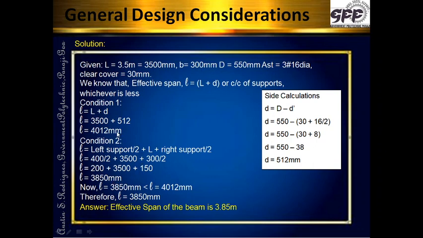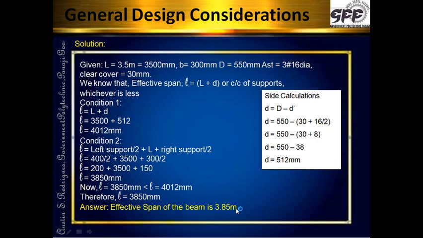So now we are left with two values. One value from the first condition is 4012 mm. From the second condition, the effective span is 3850 mm. We need to compare these two. Which is smaller? We find that 3850 is smaller than 4012. Therefore, whichever is less, as per this condition, my effective span is 3850 mm, or the effective span of the beam is 3.85 m.